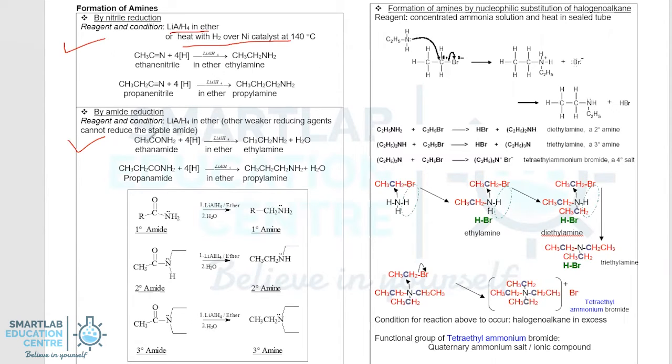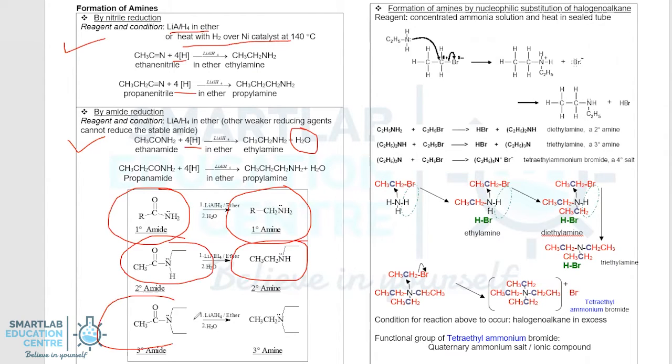Alternatively, you can do an amide reduction. For an amide reduction, you will have a 1 degree amide being reduced to form 1 degree amine. In these reactions, similar to nitrile reduction, all of them will accept 4 hydrogen. In this case, 2 of the hydrogen are used to produce water molecules. To continue, 2 degree amide will be reduced to form 2 degree amine, and 3rd degree amide reduced to form 3rd degree amine.